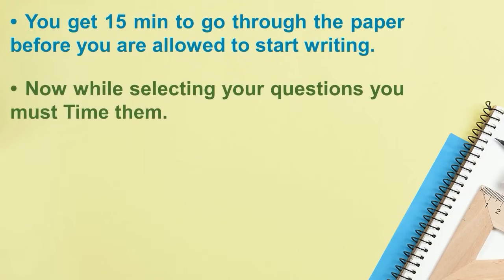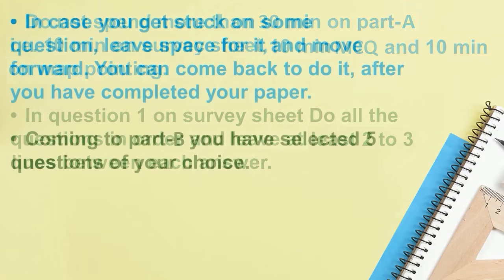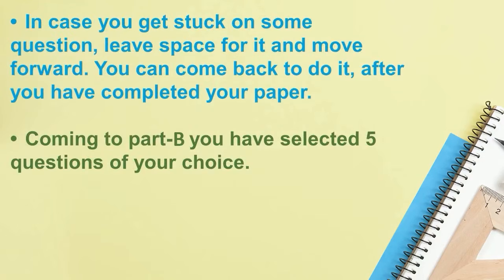Now, while selecting your questions, you must time them. That is, do not spend more than 30 minutes on part A, that is 10 minutes on survey sheet, 10 minutes on MCQ and 10 minutes on map pointing. In question 1 on survey sheet, do all the questions in order and leave at least 2 to 3 lines between each answer. In case you get stuck on some question, leave space and move forward. You can come back to it after you have completed your paper.